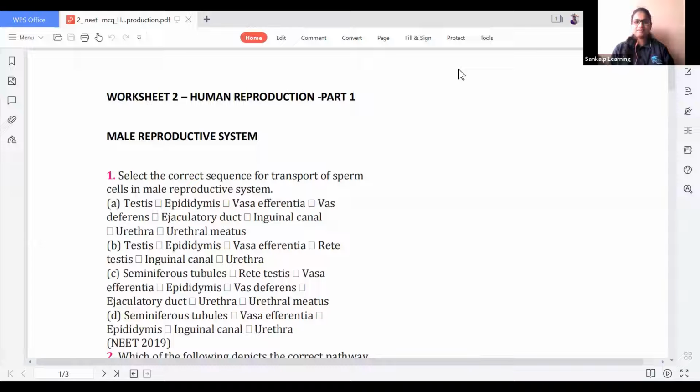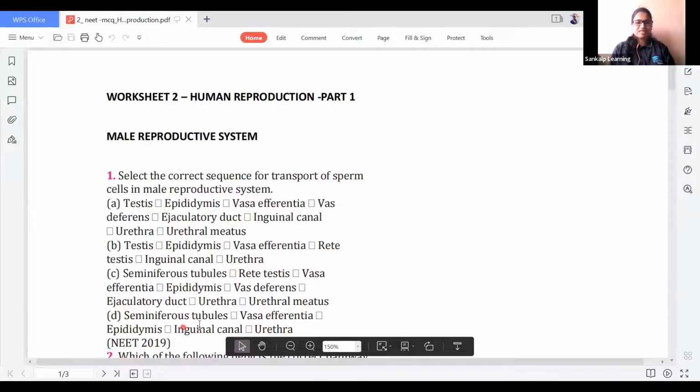Be fast. Okay, Government PU College Tubigere answered option D. Fine. So when you selected option D, it is seminiferous tubule, vasa efferentia, epididymis, inguinal canal, and urethra.